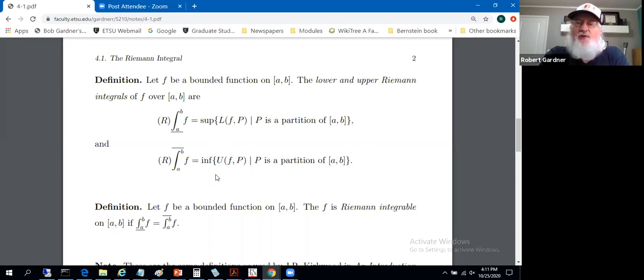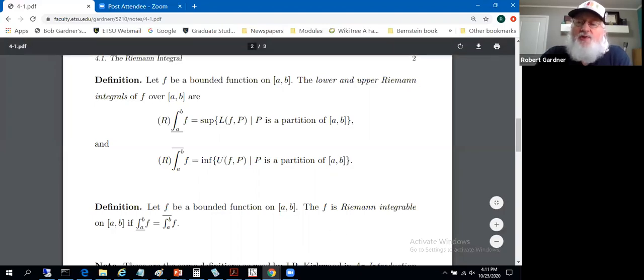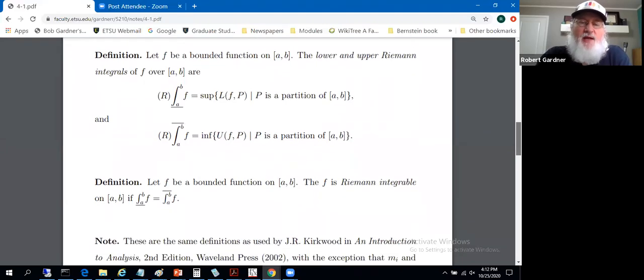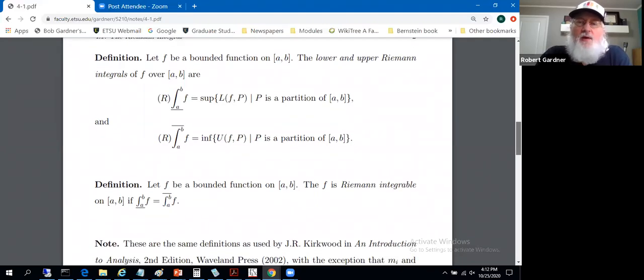So there's a definition of lower and upper Riemann integral. And we could define a function to be Riemann integrable if the lower Riemann integral equals the upper Riemann integral. When those two things are equal, the function f is said to be Riemann integrable, and the common value is the value of that integral. All right. Well, I'm content with this idea somewhat.